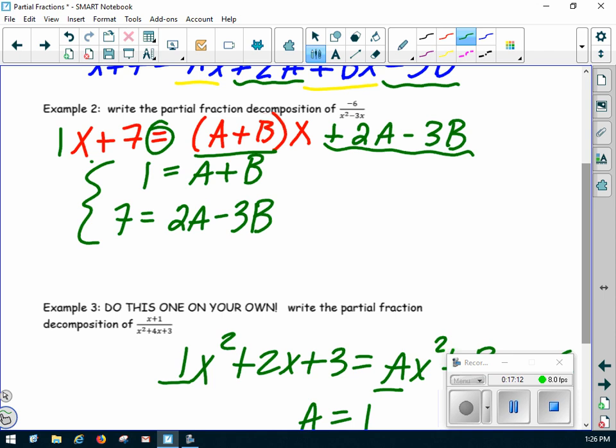Here, the constant on that side is 7, the constant on this side is 2a minus 3b. So those have to equal each other because it says they're equal to each other. Go ahead. If it was 2x, a plus b would be equal to 2. Yes. All right.